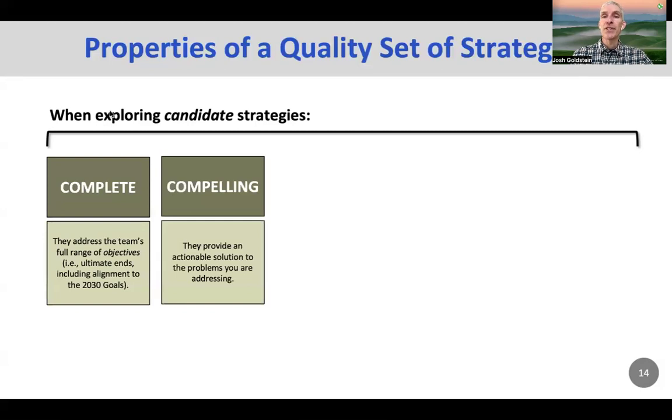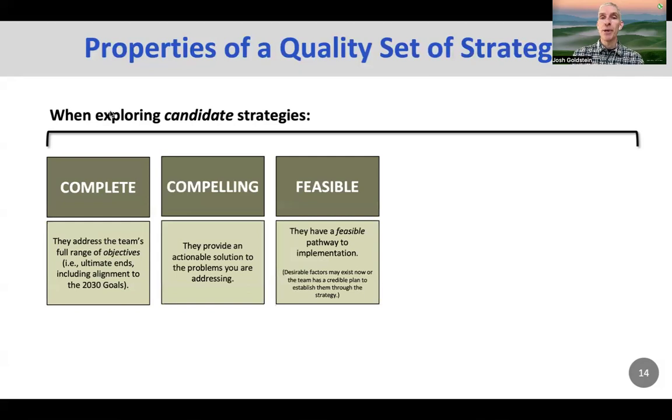The second property is compelling, meaning the candidate strategies provide an actionable solution to the core problems the team seeks to address through its work. Third is feasible, meaning that the candidate strategies have a reasonable pathway to implementation. This may be because the desirable factors exist now, or the team has a credible plan for how to establish these factors while implementing the strategy.